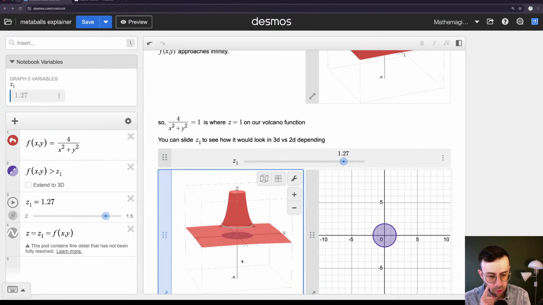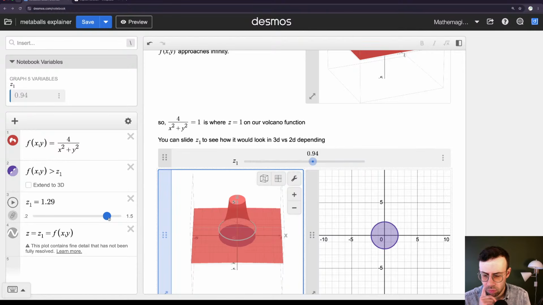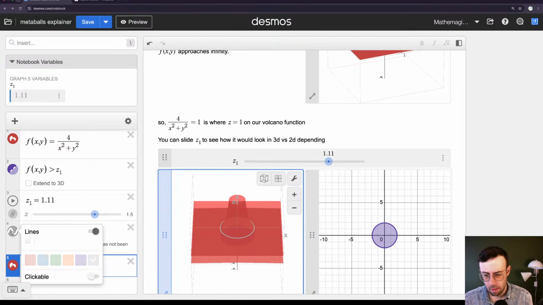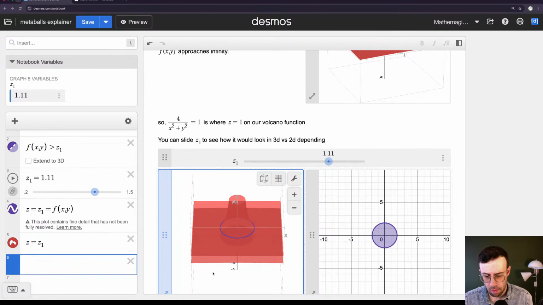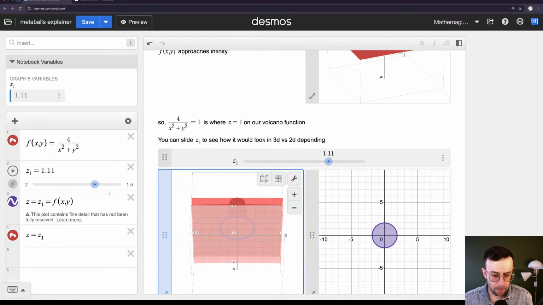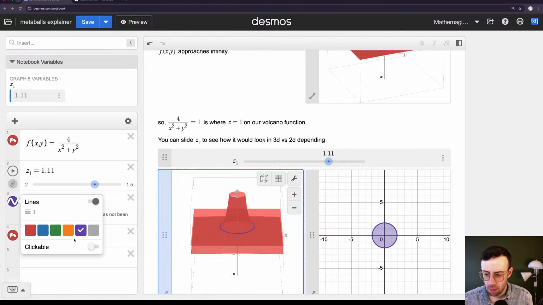Do I need this purple one now? Kind of like the purple one. But maybe.